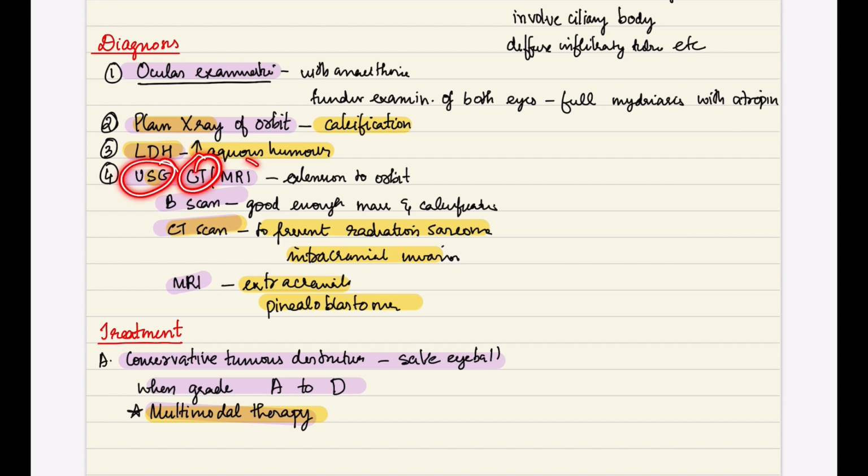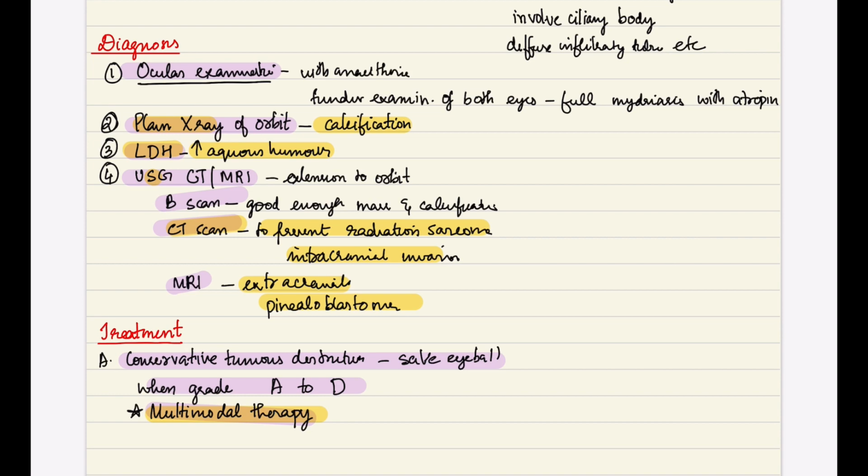USG, CT or MRI can be taken to see the extension of the tumor to the orbit. In the B scan, it is good enough to show the mass and calcification, while CT scan is used to prevent radiation sarcoma, and also to see intracranial invasion. MRI is done to see extracranial invasion.